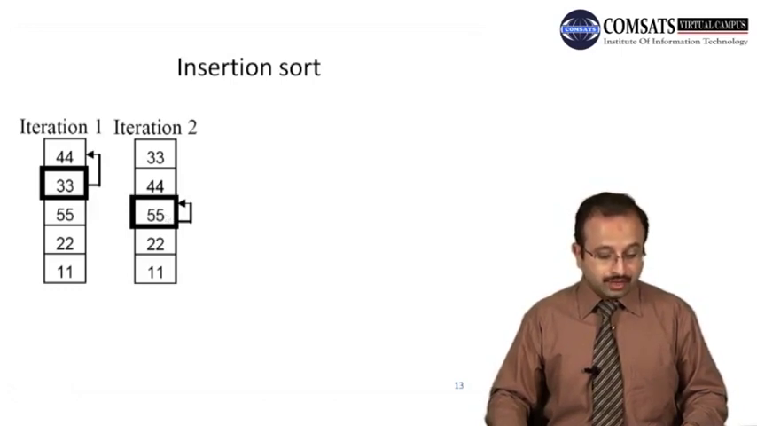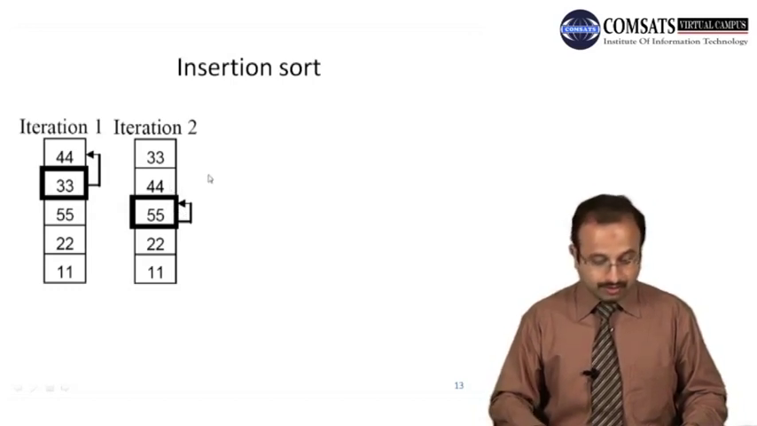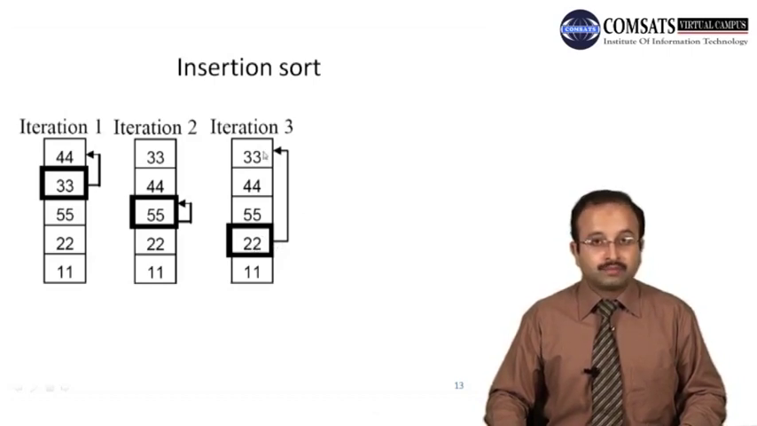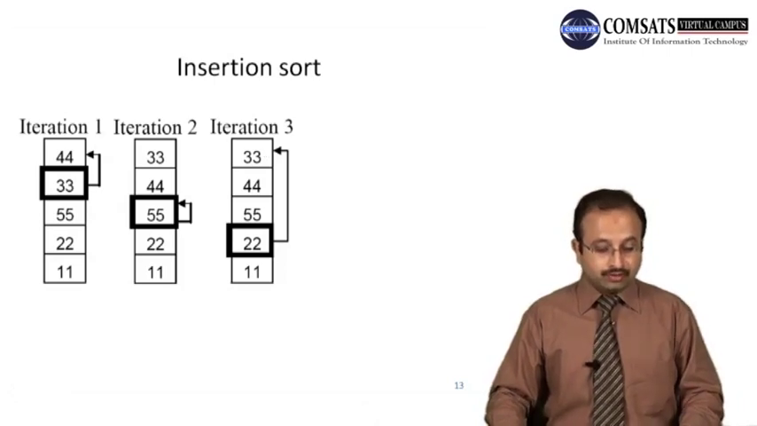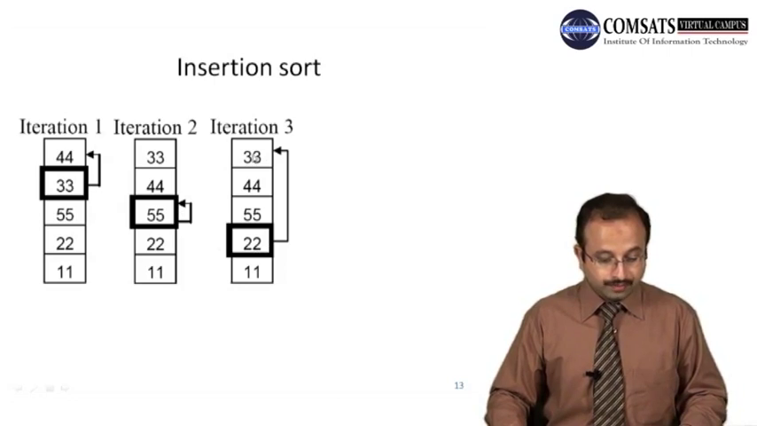Then you start comparing 2 with 1, and 1 is also smaller, so there is no swapping in iteration 2. Then in the third iteration, you take the next element and start comparing it. This is 22 at the third iteration. Now 22 is smaller than 33, so you have to perform swapping. So 33 comes down over here and 22 goes over there, right?